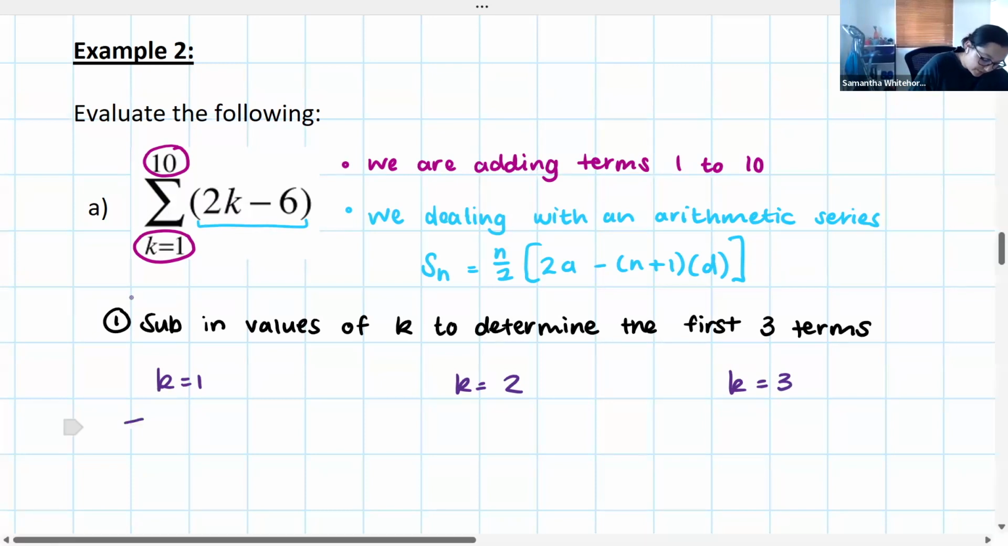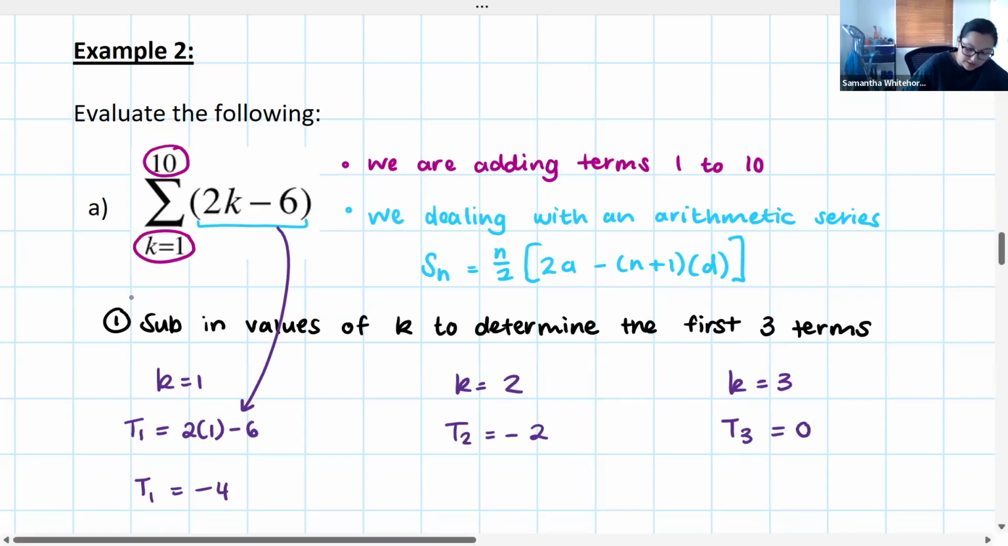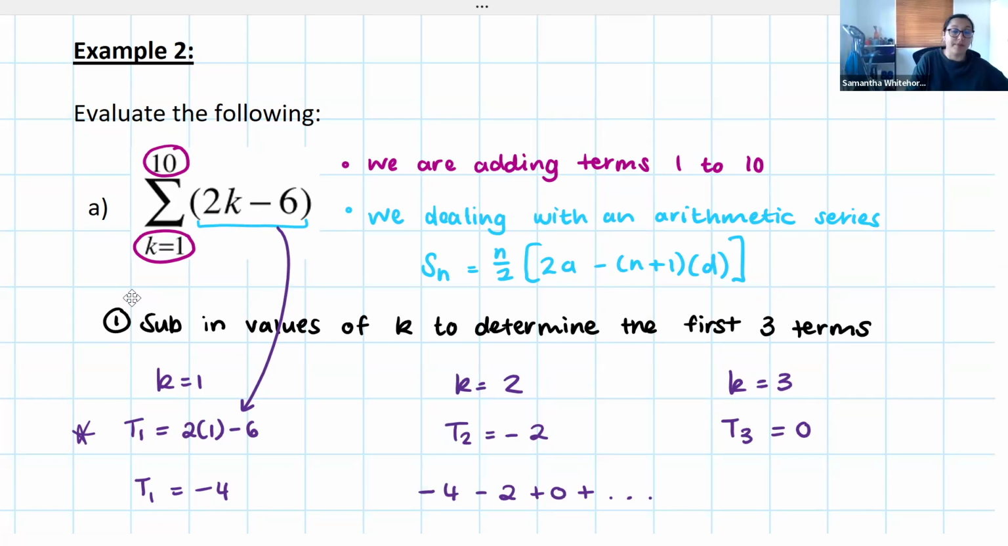If you do sub in there, remember, term 1 should be 2 times 1 minus 6. I'm using the nth term I was given. And so your first term is -4. If we keep with the substitution, our second term is -2, and our third term is 0. Again, just do it on your calculator. You don't really need to show the substitution like I did here. You're more than welcome to, but you don't have to. But what it does tell you is that you have -4, -2, 0, and we're going all the way up to the 10th term. So now you know exactly what your number pattern looks like.